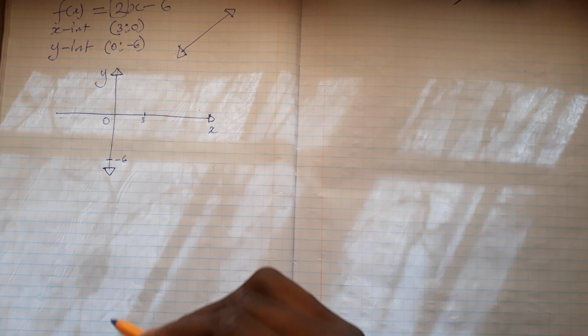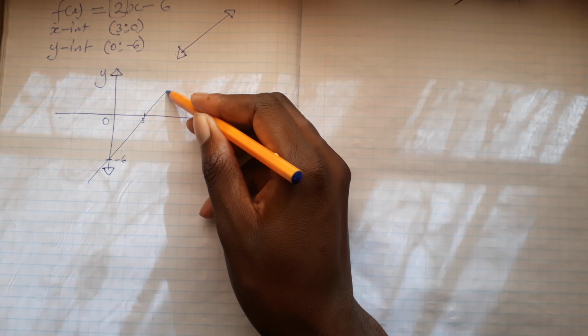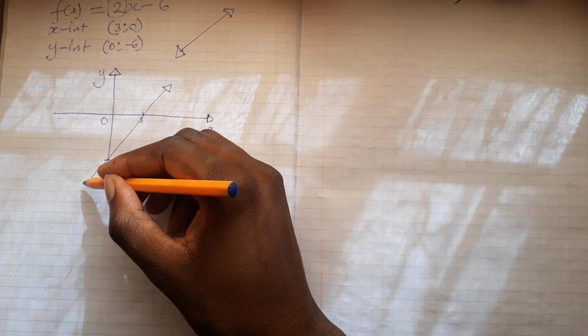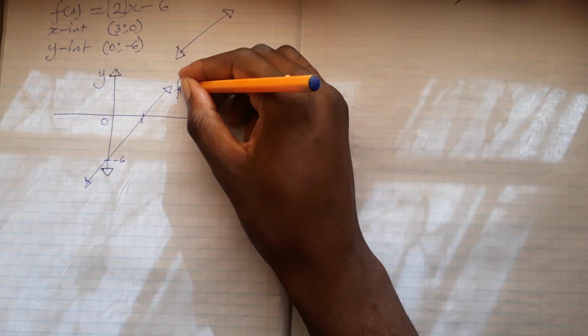Then what you do next, you just need to connect these 2 points by a straight line. So I'm going to connect them like this. There we go. This is f of x. Then you are done. Let's take a look at another example before we jump into the next step of the linear function.